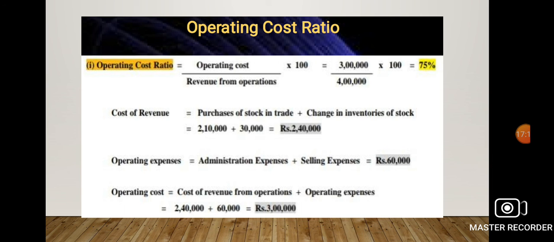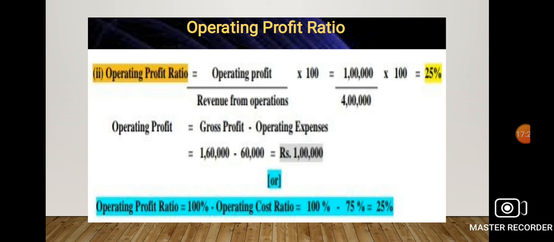Then the last one, operating profit ratio. Operating profit ratio: operating profit divided by revenue from operations into 100. So operating profit means revenue from operations minus operating cost. Revenue from operations 4 lakh minus operating cost 3 lakh. So 4 lakh minus 3 lakh, remaining 1 lakh. So 1 lakh is the operating profit value.